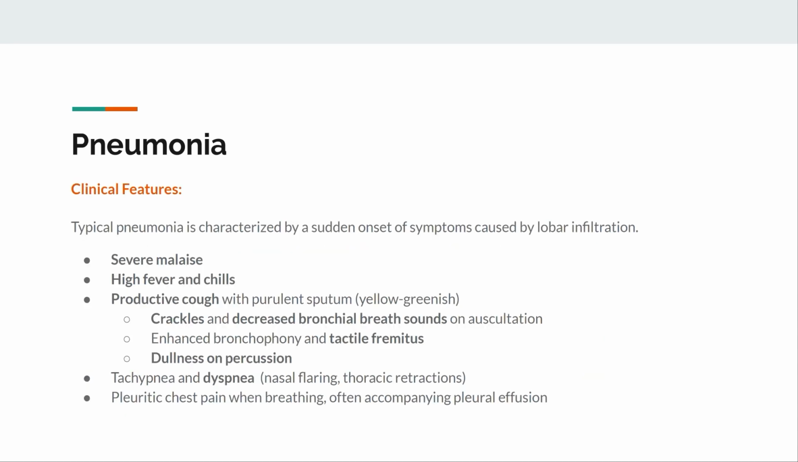So clinical features, so if you're going to have a stem, what are they presenting with? What's there to be aware of? So just highlighted here, your crackles, those decreased bronchial breath sounds, the tactile fremitus, the dullness with percussion. You'd also see increased breathing rate, the difficulty, like shortness of breath. So just being aware of those ones there, the fever from infection.